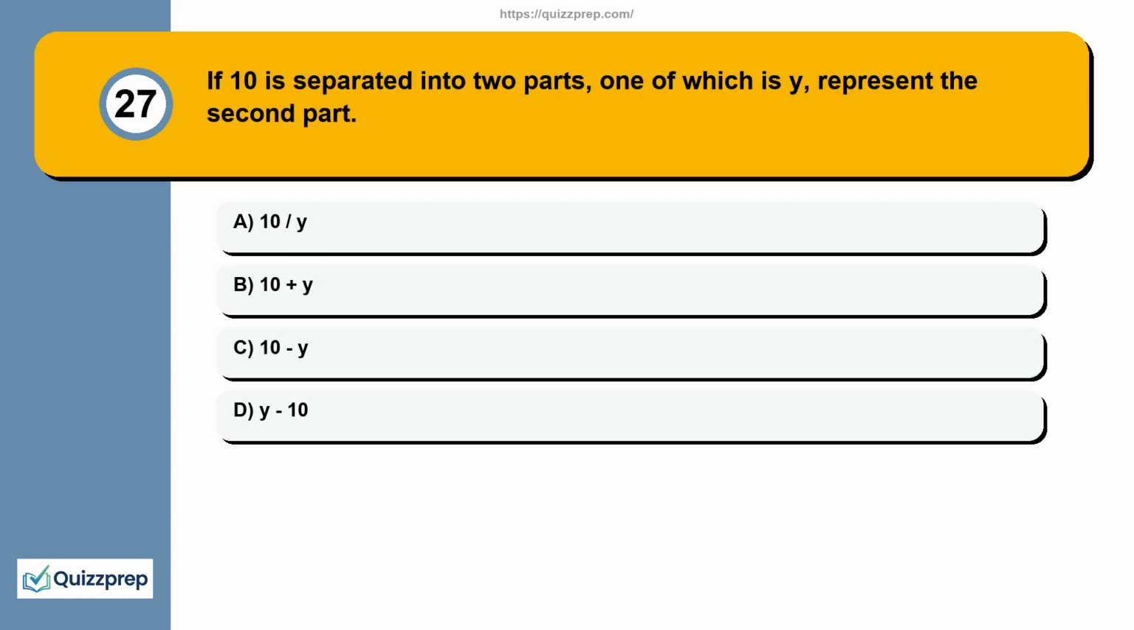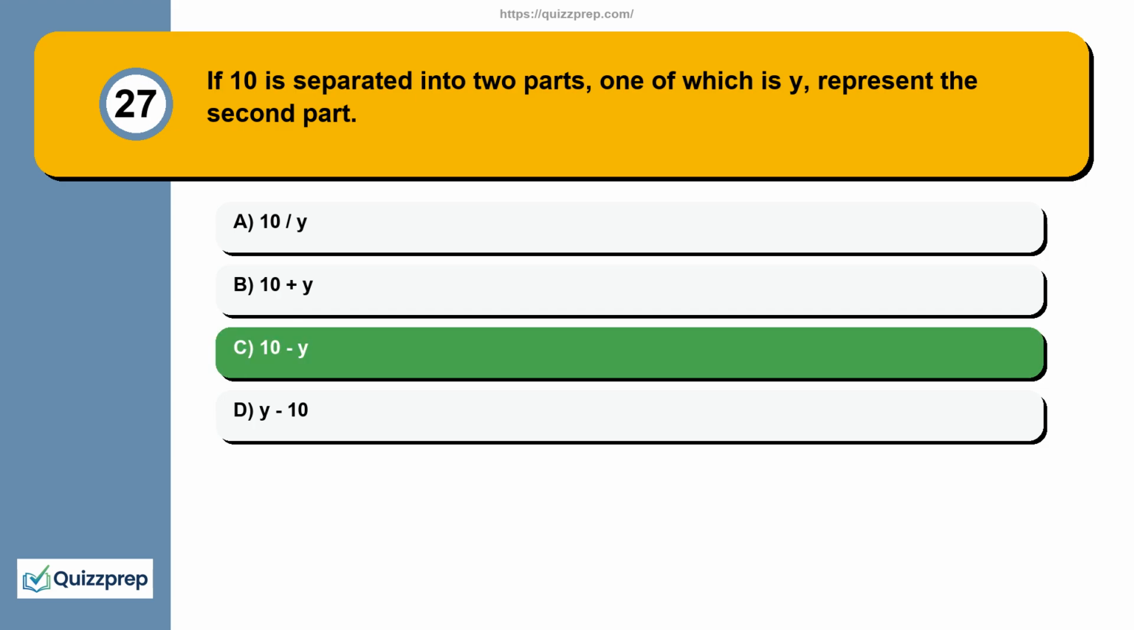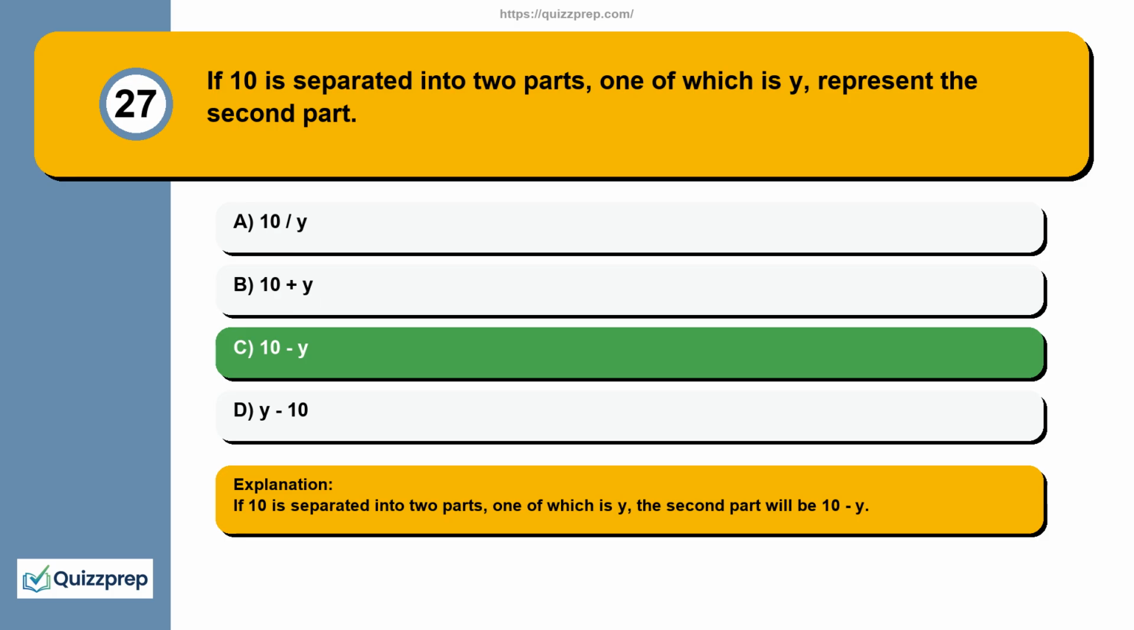Question 27. If 10 is separated into two parts, one of which is y, represent the second part. 10/y, 10 plus y, 10y, y, 10. If 10 is separated into two parts, one of which is y, the second part will be 10 minus y.